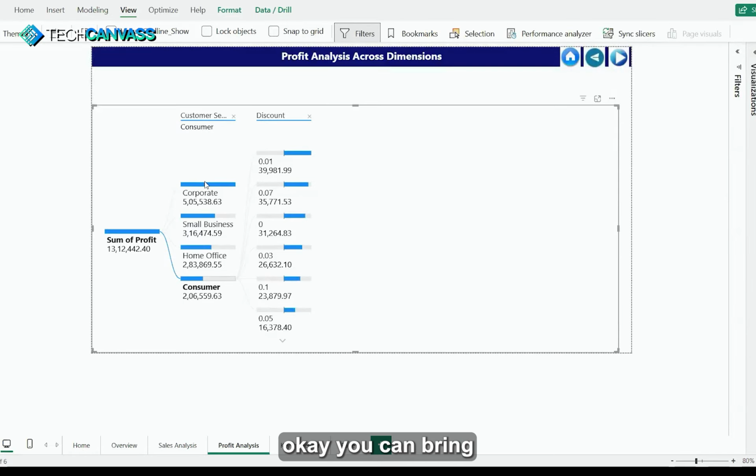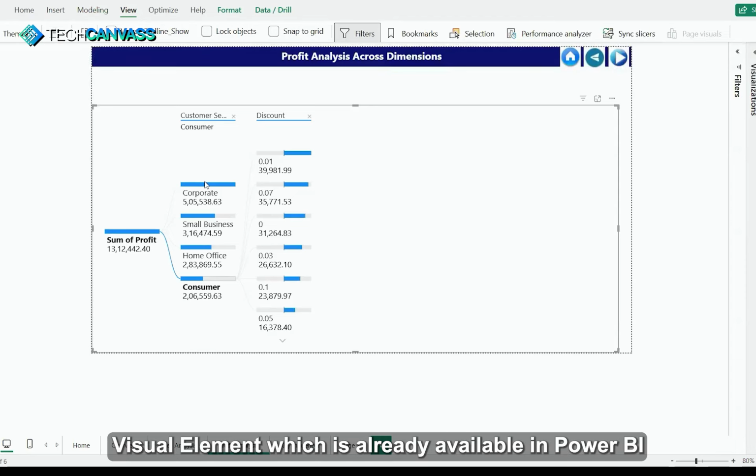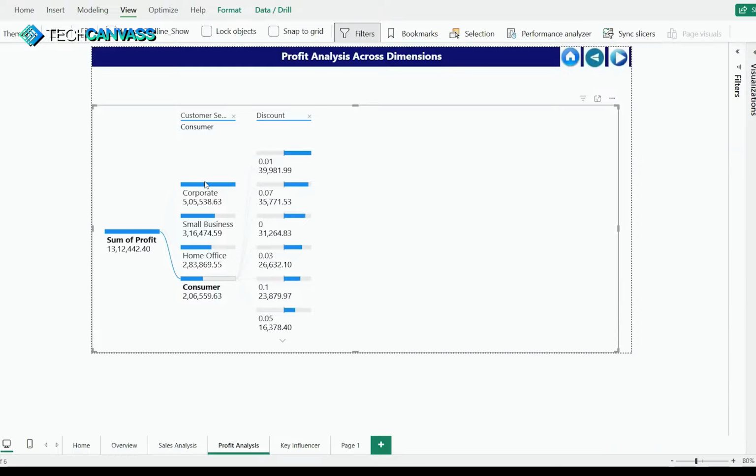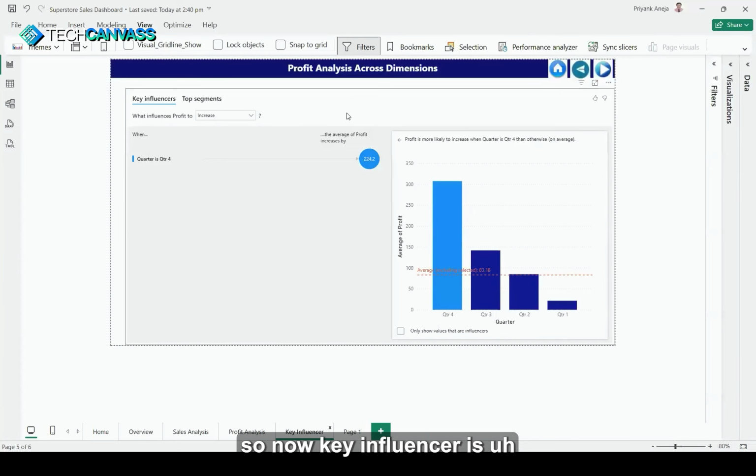You can add your resource performance. There are a lot of analyses which you can do using these kinds of visual elements, which are already available in Power BI. Key influencer. Now key influencer is the analysis where you can easily find. Let me just be clear here that all these are inbuilt visual elements, and they are AI driven.